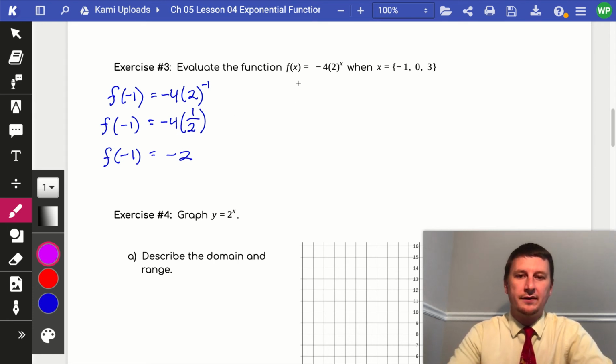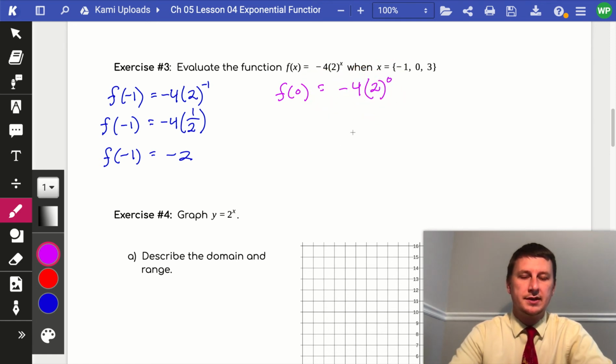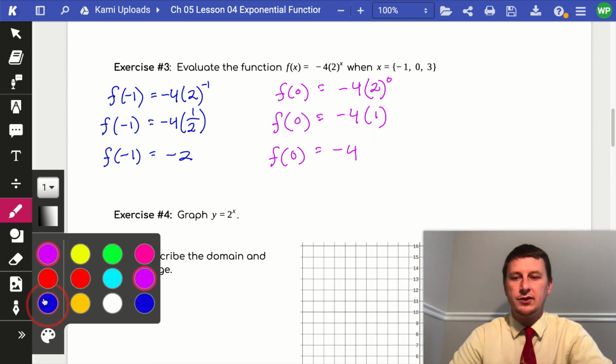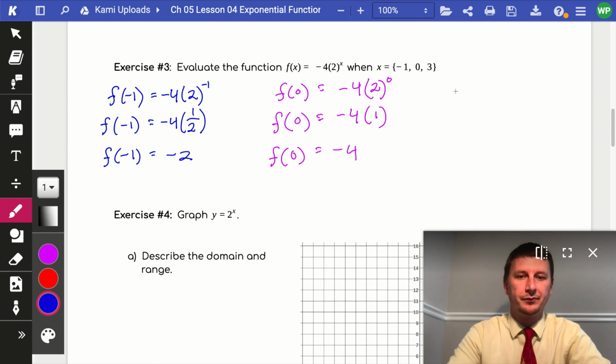Now we're going to take a look at f of 0. And we're going to do f of 0 is equal to negative 4 times 2 to the 0. And we should know from lesson 2 as well, when we looked at 0 exponents, that anything except for 0, when raised to the power 0, is equal to 1. So this is really just negative 4 times 1, and we know that negative 4 times 1 is, of course, negative 4. So f of 0 is equal to negative 4.